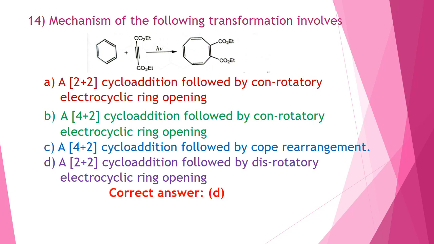Question number 14. The mechanism of the following transformation involves. First you look, it is a photochemical reaction and it is an example of 2+2 cycloaddition. Therefore, answer D is correct. A 2+2 cycloaddition followed by disrotatory electrocyclic ring opening reaction. This is the correct answer for this question.